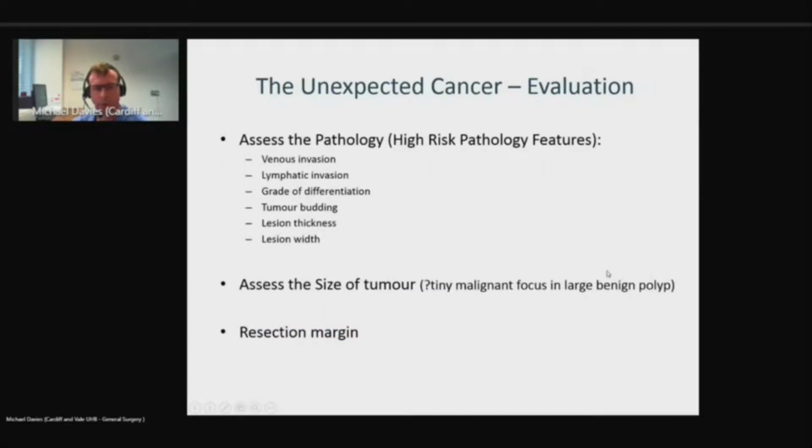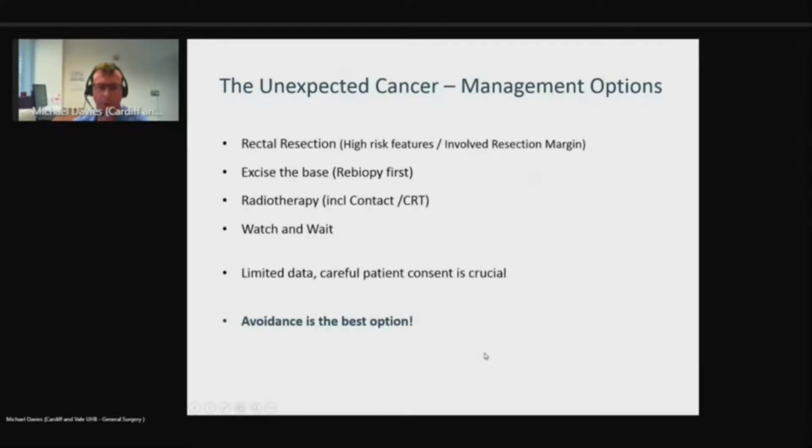So what we do in these patients is assess for high-risk features. We assess the size of the tumour, the resection margin, and then try and advise the patient accordingly. If there are high-risk features, we recommend rectal resection. We occasionally recommend excising the base, but rebiopsy first is worth thinking about, since often there isn't an involvement present. There is no residual cancer, and we also consider radiotherapy and watch and wait as before.